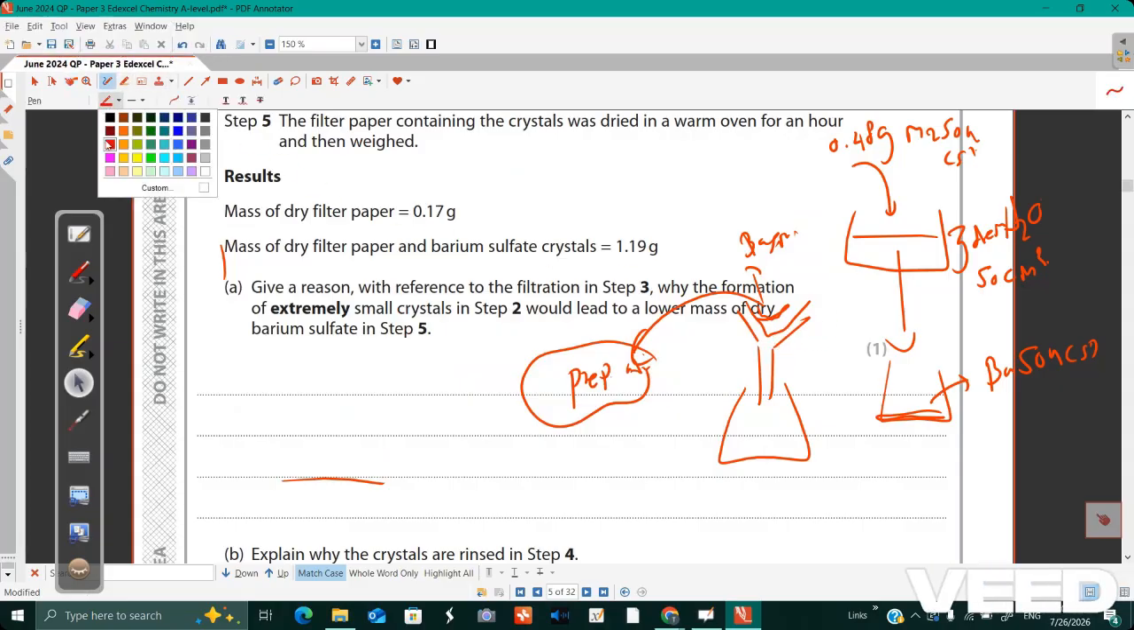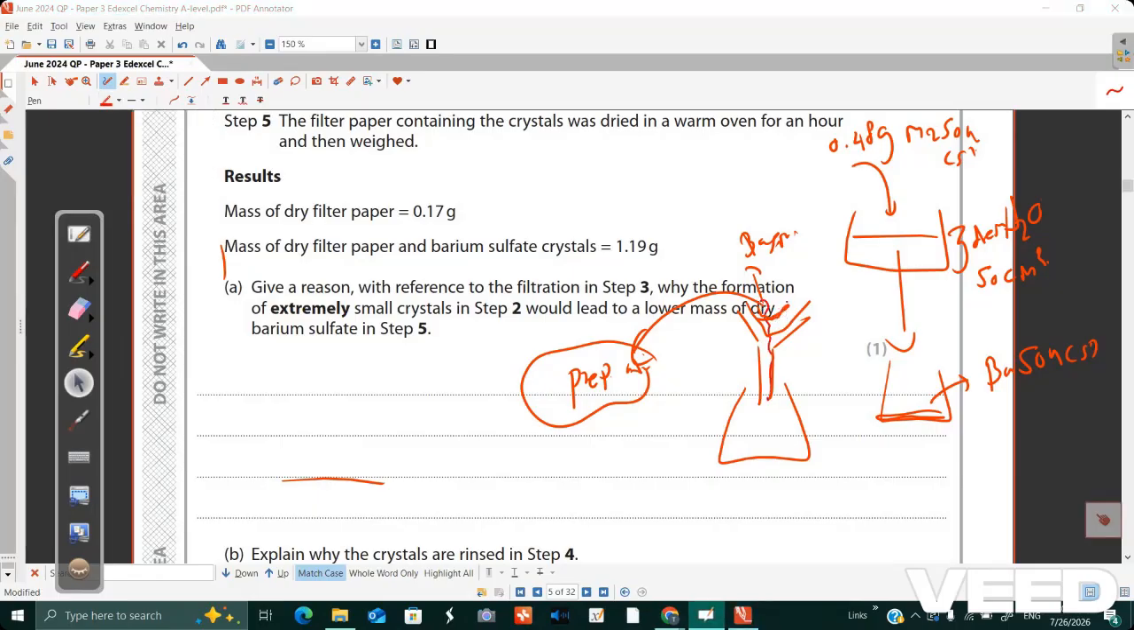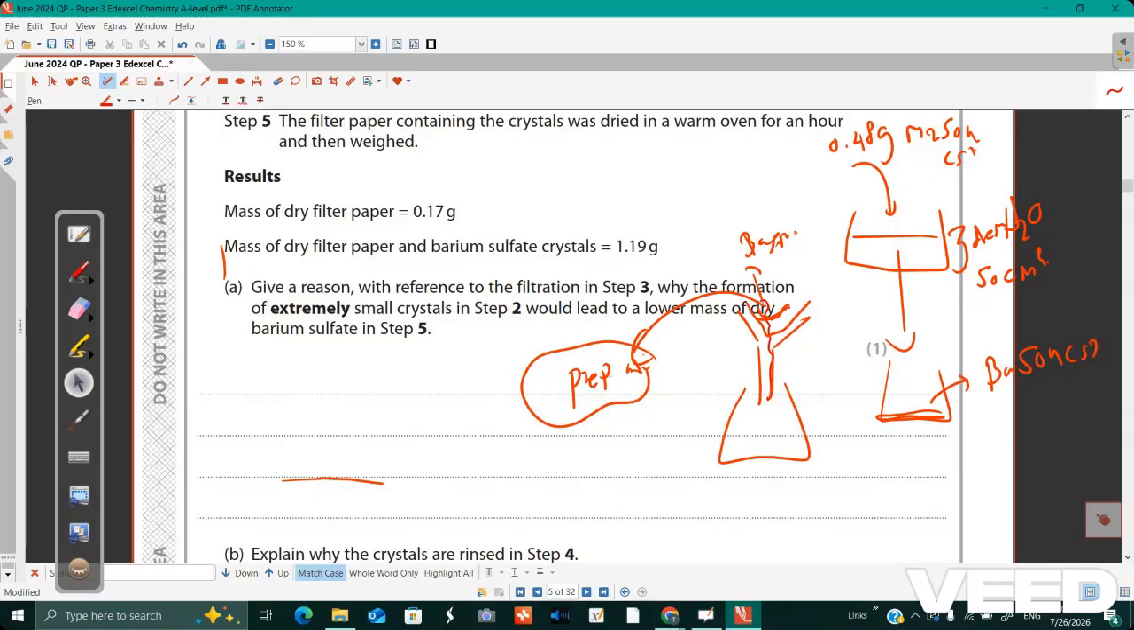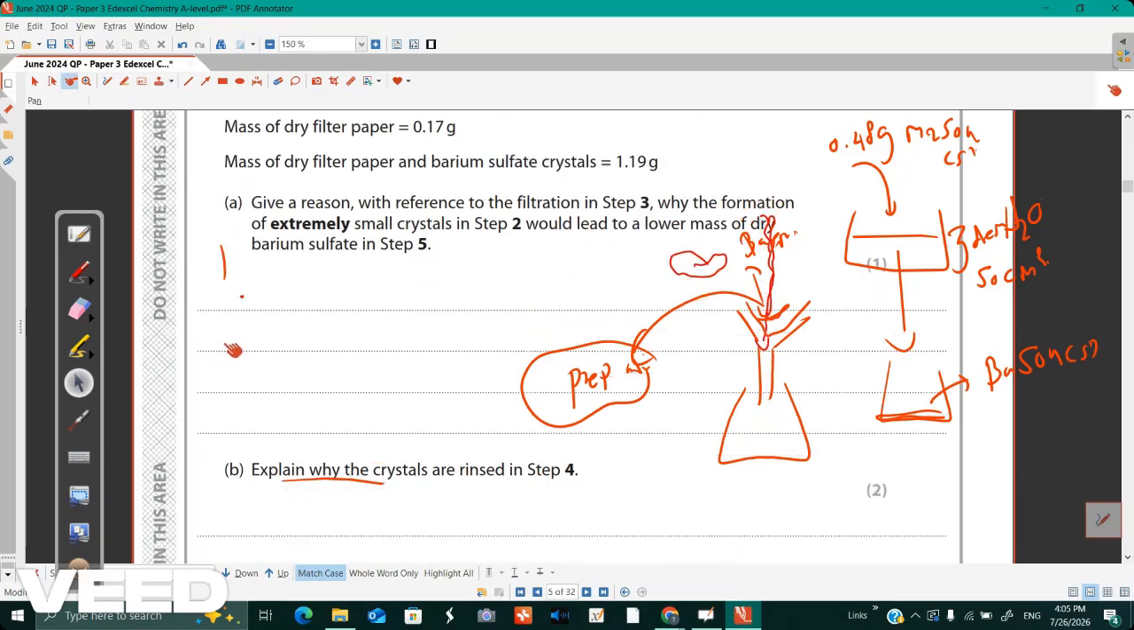If the crystals are very small it will sneak through, so the weight remaining on the filter paper will be much less, right? But if you have a bit larger crystals then it will be retained here, so you will get a greater mass because the percentage of crystals leaking through the small pores of the filter paper will be quite less. Okay, so you must write that point. If the crystals are very small it will go through the smaller pores of the filter paper.